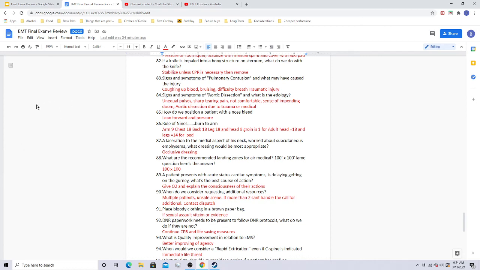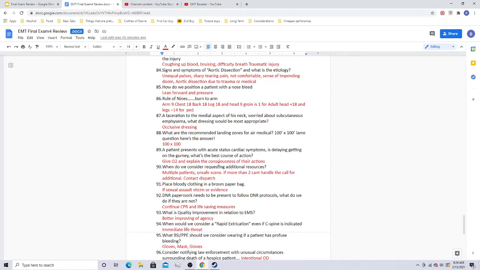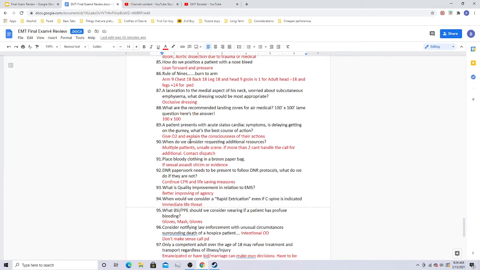A laceration to the medial aspect of the neck. Worried about subcutaneous emphysema. What type of dressing would be most appropriate? Occlusive dressing. You don't want any of that air getting in.